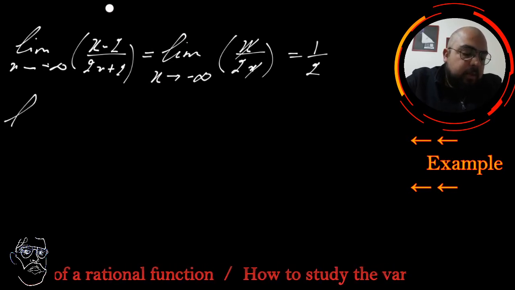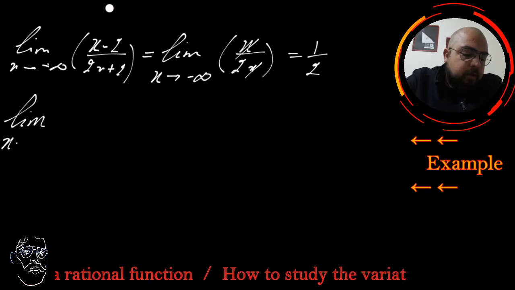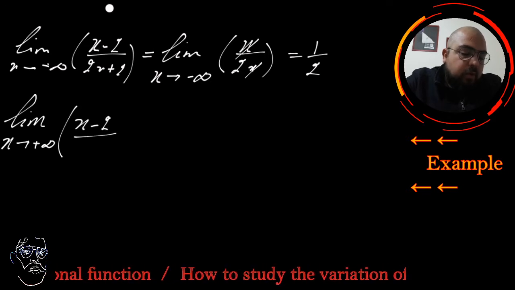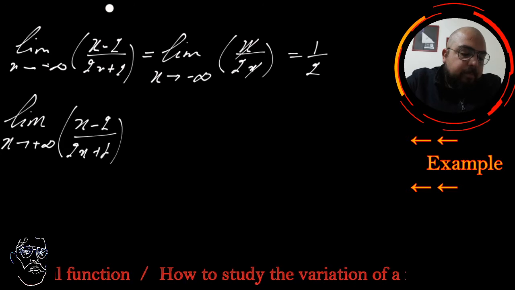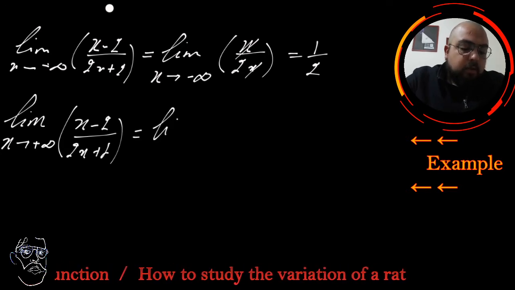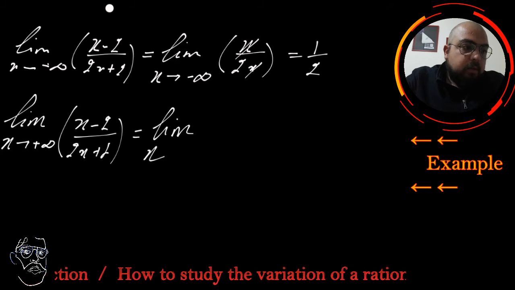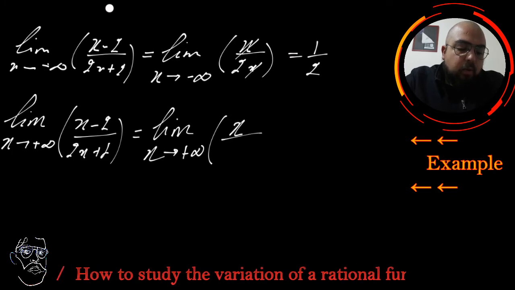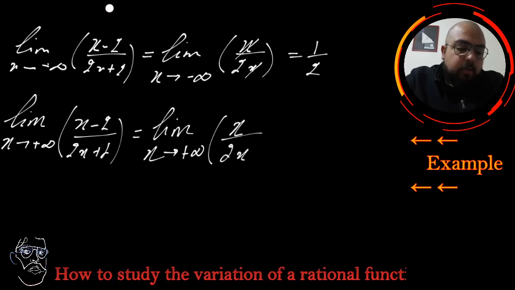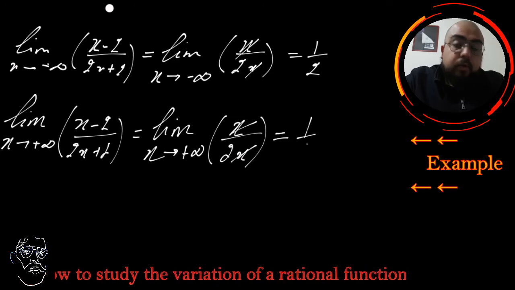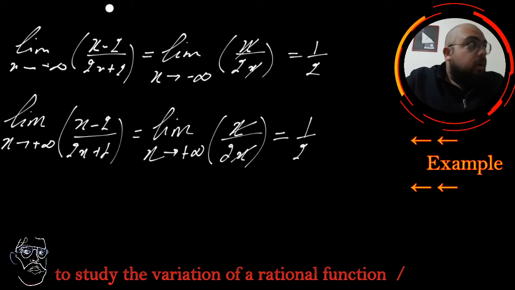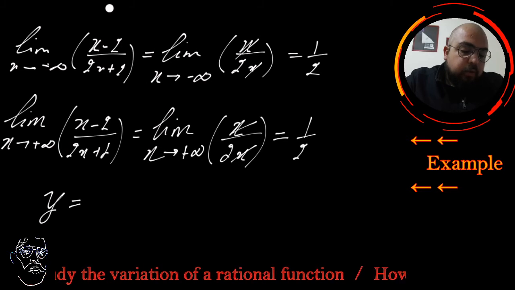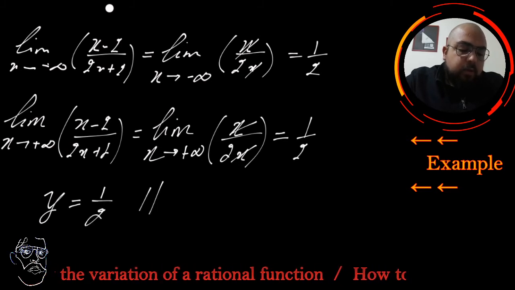The second one is the limit of x tending towards plus infinity of, again, your function x minus 2 over 2x plus 2, which is equal to the limit of x tending towards plus infinity, the highest monomial x over the highest monomial 2x. You can simplify x and x. Whatever remains is 1 over 2. Now we can directly say that y is equal to 1 over 2 is actually a horizontal asymptote.